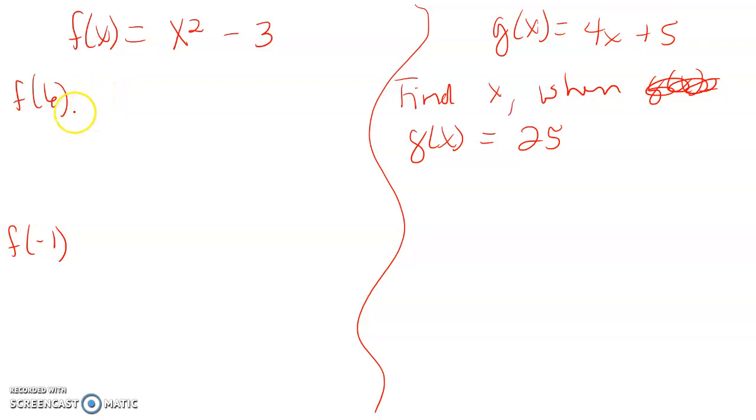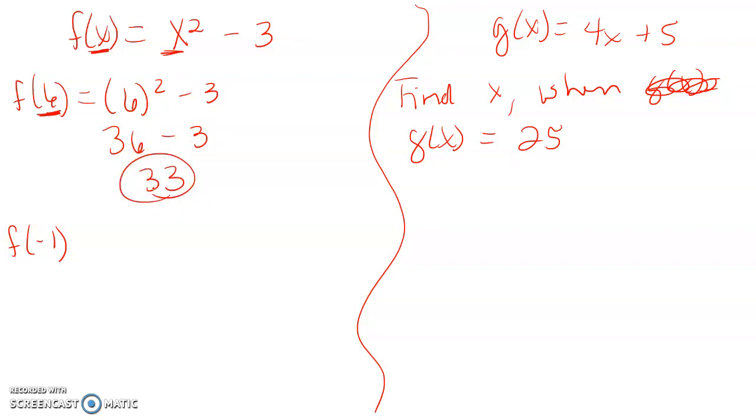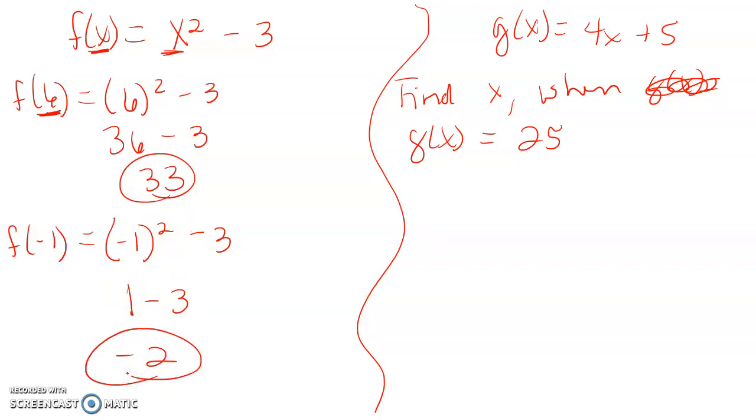Alright, so for f of 6, this is telling me input 6 in place of x. So I'm going to say equals parentheses 6 squared minus 3. 6 times 6 is 36 minus 3. 36 minus 3 is 33. Boom. F of negative 1. I'm going to say parentheses negative 1 squared minus 3. Negative 1 times negative 1 makes positive 1. Minus 3 is negative 2.